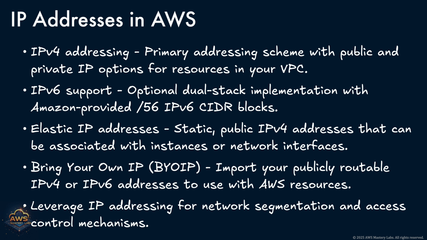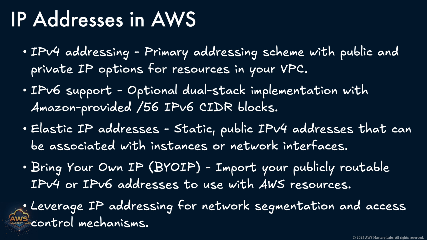IP addressing is foundational to building any network in AWS. It determines how resources communicate with each other and with the outside world, and how securely and efficiently those connections operate. In AWS, IPv4 addressing is the primary scheme. Each VPC is assigned one or more CIDR blocks, which define the range of IP addresses that can be used.